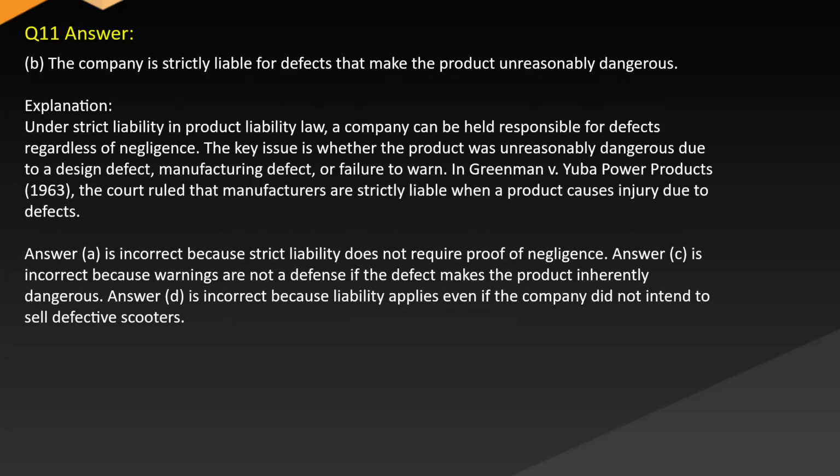Answer B. The company is strictly liable for defects that make the product unreasonably dangerous. Explanation: under strict liability and product liability law, a company can be held responsible for defects regardless of negligence. The key issue is whether the product was unreasonably dangerous due to a design defect, manufacturing defect, or failure to warn. In Greenman v. Yuba Power Products, 1963, the court held that manufacturers are strictly liable when a product causes injury due to defects.